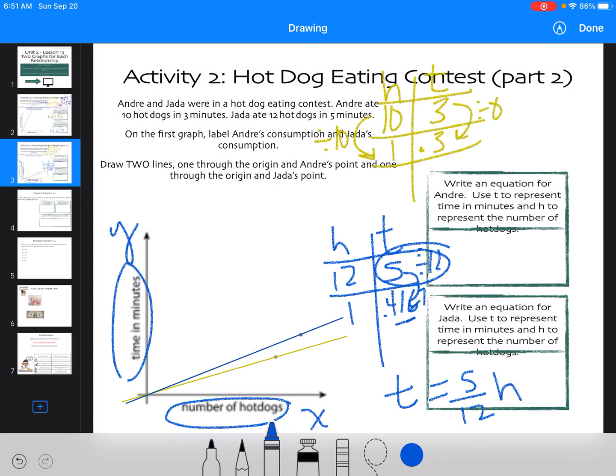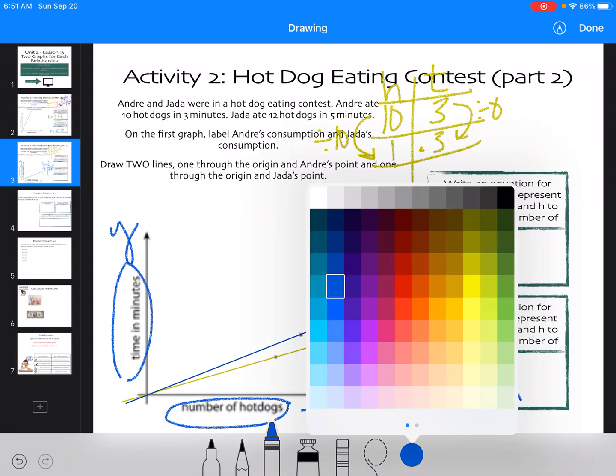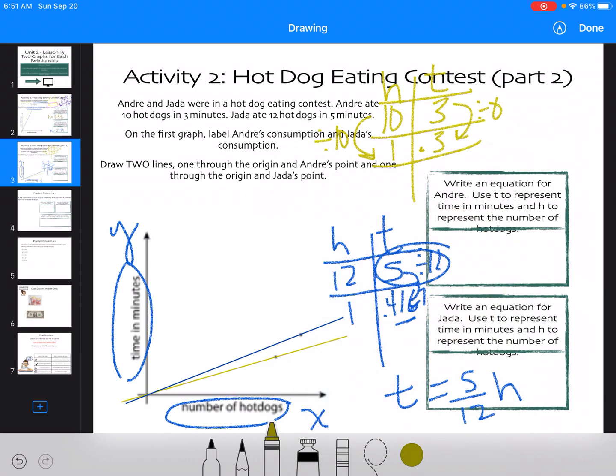So it takes 5/12 of a minute for her to eat one hot dog. So then I would multiply that out. So now I'm going to do Andre. So again, it's going to be time equals, and it's 3/10, straight up 3/10, not repeating. So I don't need to use a fraction, times the number of hot dogs.